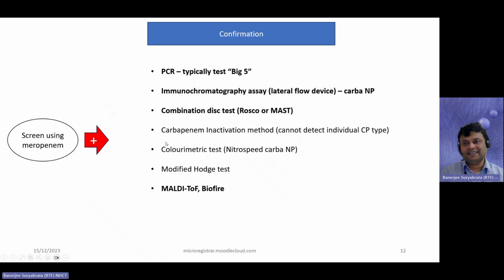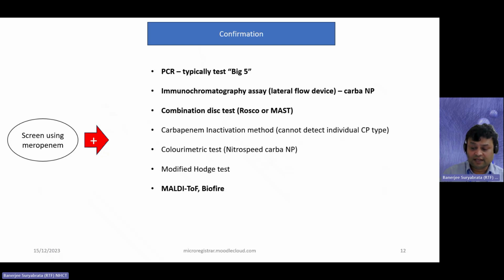Once you have found that the screen is positive, that the organism is meropenem resistant, you need to confirm it. There are various methods of confirmation. Typically, we do PCR. So PCR test for the big five, which are the commonest type of carbapenemase in UK. But there are other types of carbapenemase increasing, so you need to be very vigilant.